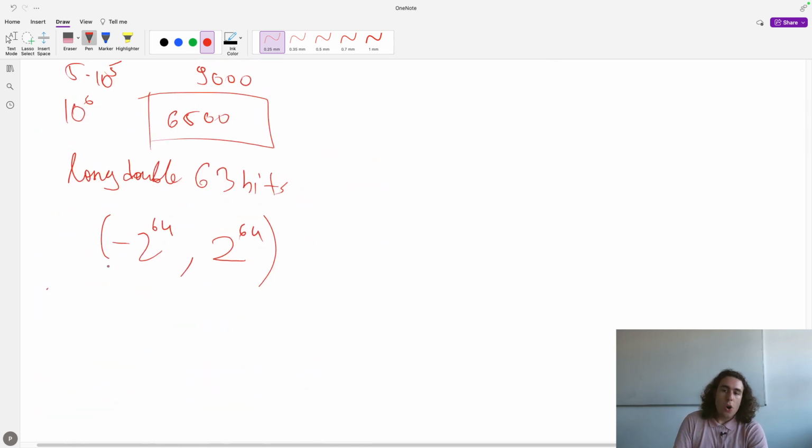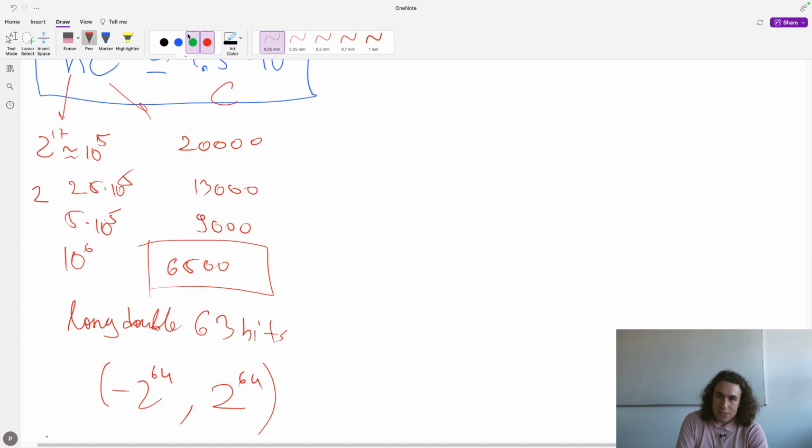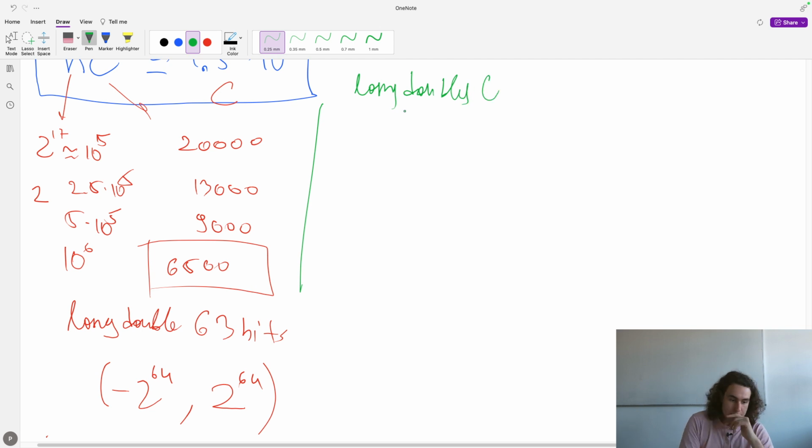So basically we are okay if n c squared log n is at most 10 to the 18. Or in other words, if we know that log n is like 20, n c squared is at most 5 times 10 to the 16. And then for these values, we get some better bounds for long doubles C. Like for example, here we're going to be okay with 7 times 10 to the 5 even.